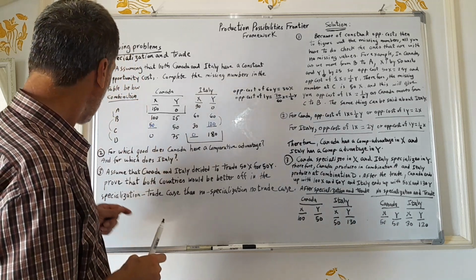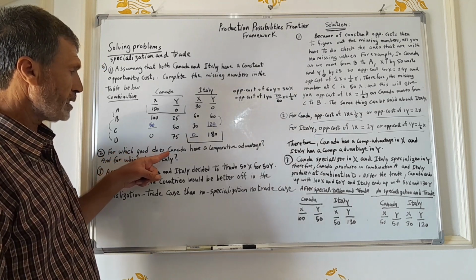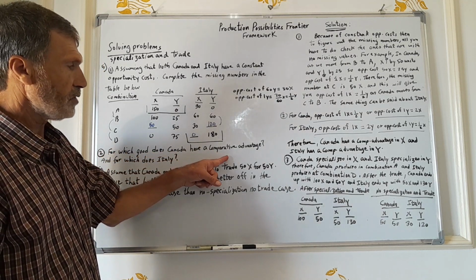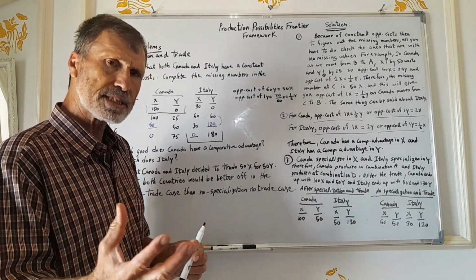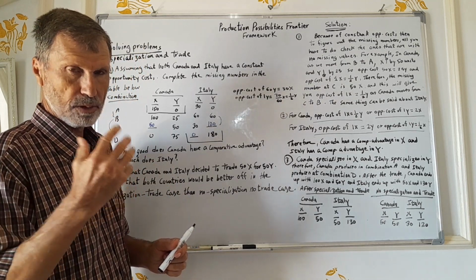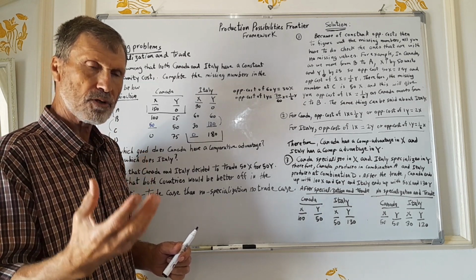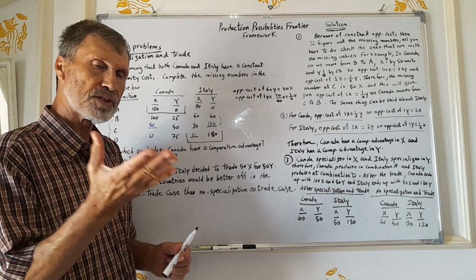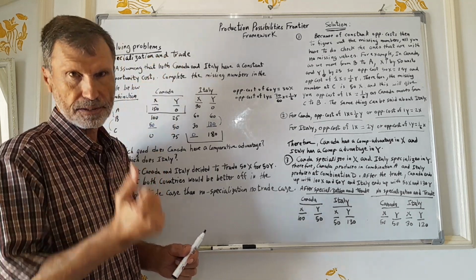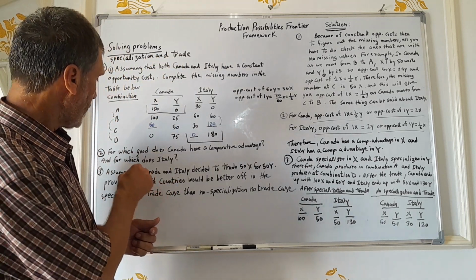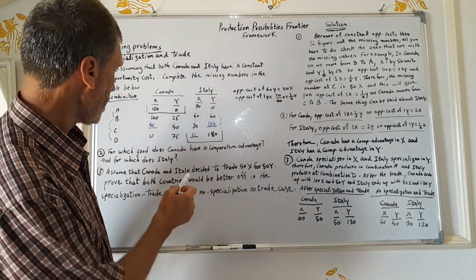Okay? Now, we move to question 2. Question 2 says, for which good does Canada have a comparative advantage, and for which does Italy? Now, you remember the concept of opportunity cost. We said, in the discussion of the lesson, that a country is said to have a comparative advantage in the production of a certain good if it can produce that good at a lower cost than the other country. So which good is Canada able to produce at a lower cost than Italy? So we look over here.